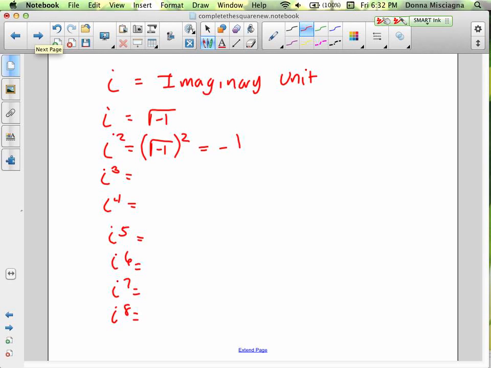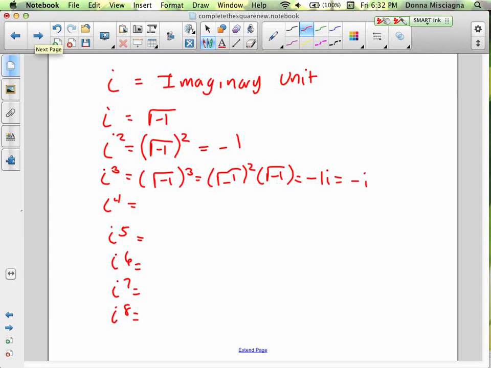What if we cube it? We have the square root of -1 cubed. Well, that would be the same as the square root of -1 squared times the square root of -1. We already learned that the square root of -1 squared would just be -1, because the square and square root would cancel. And the square root of -1, well, that's i. So we have -i, because there's no reason to write the 1 there.